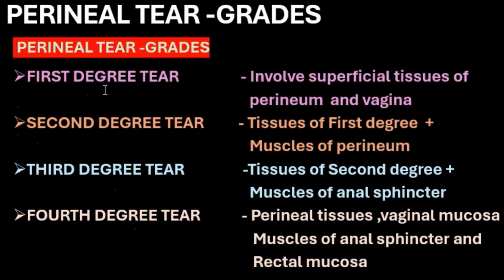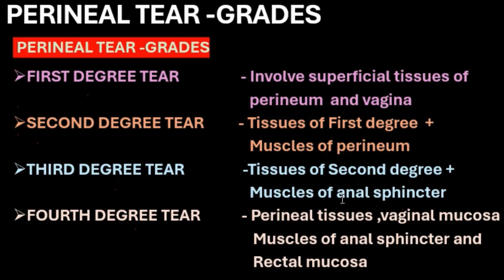Perineal tear grades. First degree, second degree, third degree and fourth degree. First degree involves superficial tissues of perineum and vagina. Second degree, obviously first degree plus muscles of perineum. Third degree, again tissues of second degree plus muscles of anal sphincter.